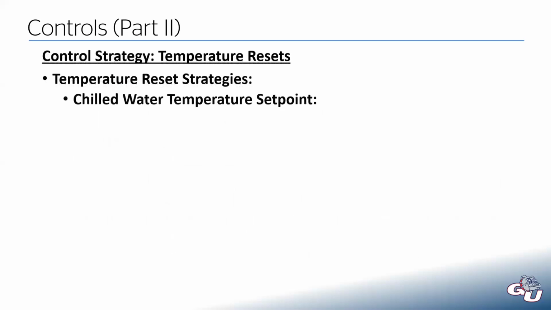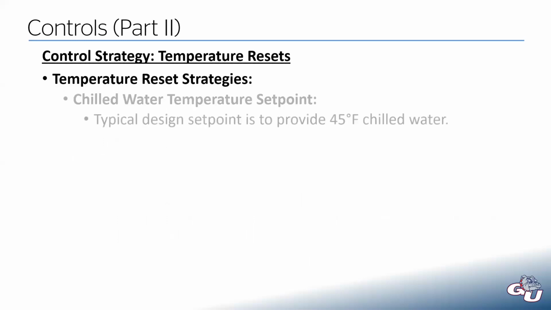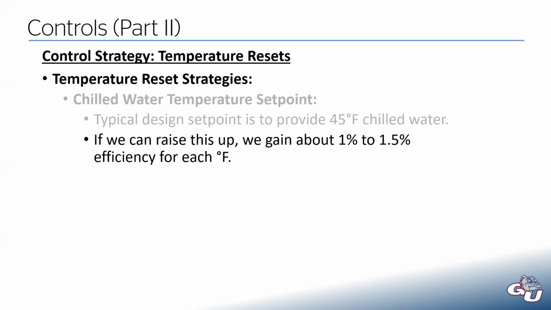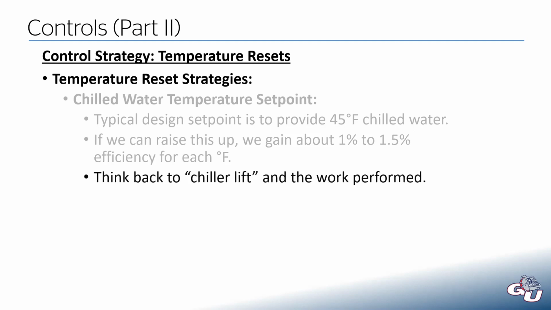Or if we had a chiller, we can change the chilled water temperature set point. Typical design set points are right around 45 degrees. That's what we send out into our chilled water system to all of our chilled water coils. But if we can raise that temperature up and produce a little bit warmer water, we can gain 1 to 1.5% efficiency for each degree that we raise that water, which comes back to this idea of chiller lift and how much work that compressor has to do.